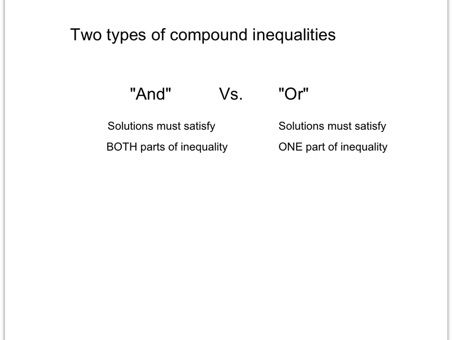So for an "and" inequality, I'll write you an example here. That's what an "and" inequality looks like. This says -1 is less than or equal to x, and x is less than 4. That's how I would read this. So here's like two inequalities in one. Here's the first one: -1 is less than or equal to x, and x is less than 4.